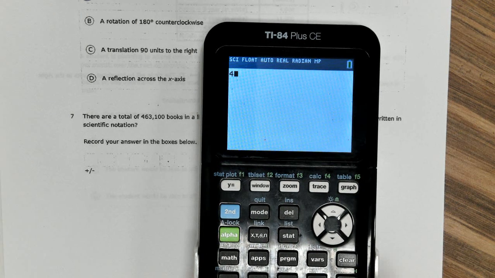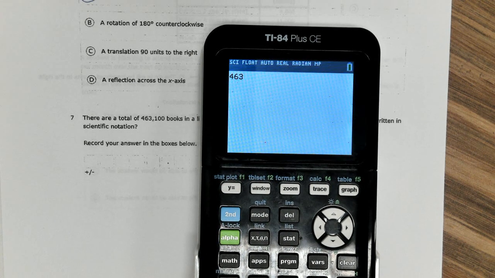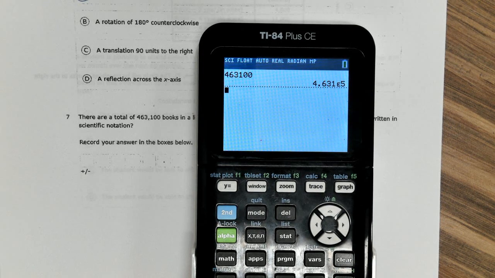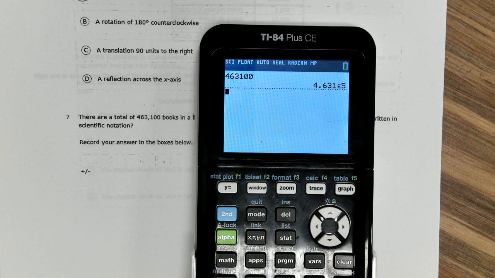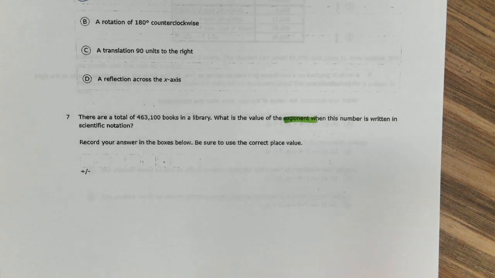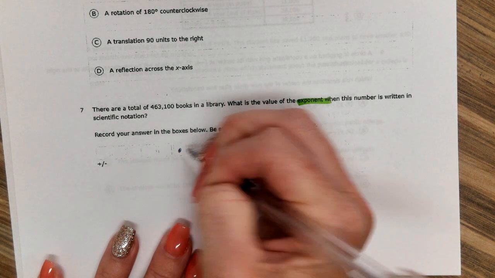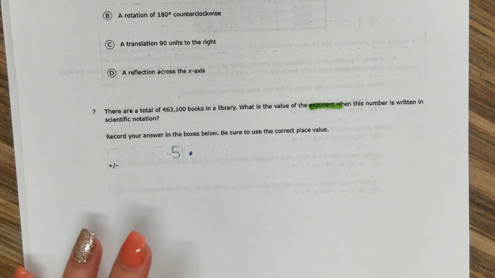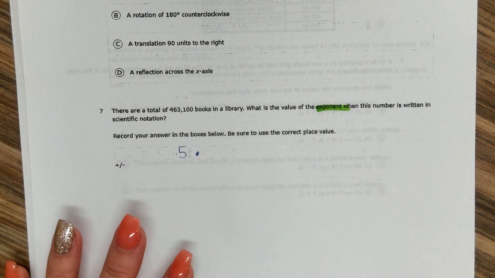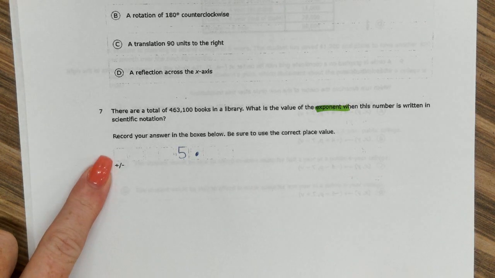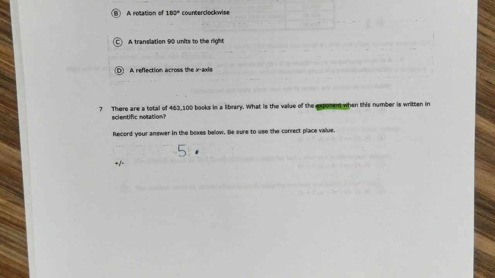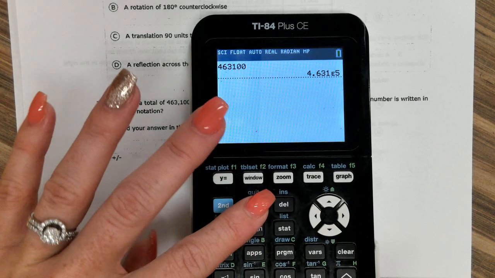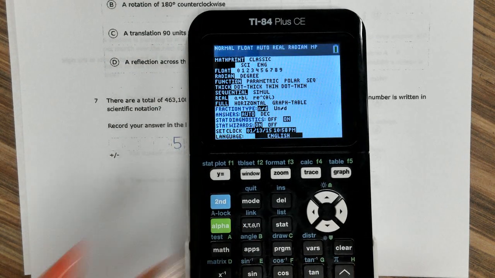And type in 463. Do I put the comma? No. 100. What is the exponent for this? 5. The exponent is 5. Now, where would that go in this box? Before the decimal or after? Before, right here. Since it's positive, you don't have to put the positive, but you can. When's the only time you have to fill that part out? When it's negative, you have to. All right, what should we do to our calculator right now? Put it back. We don't want to leave it in SCI, so put it back to normal.